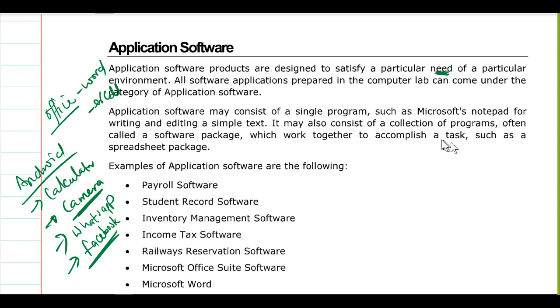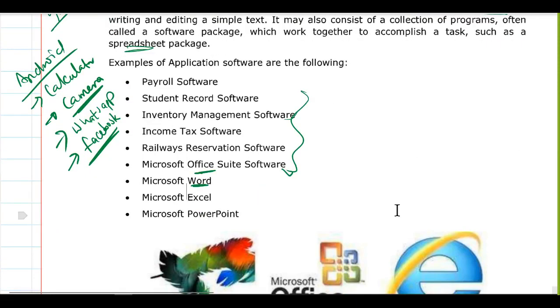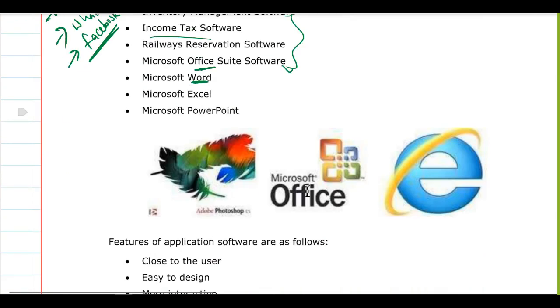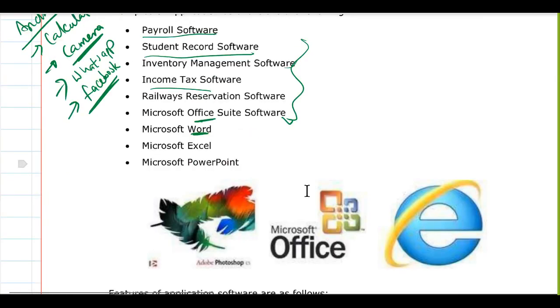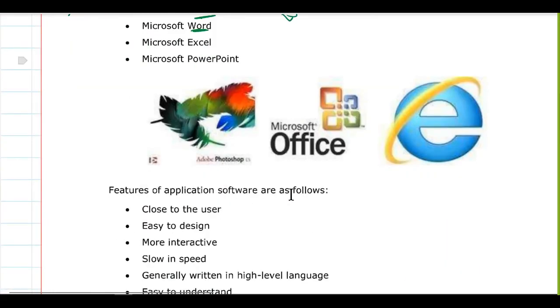So we are also giving some other examples: a notepad for writing and editing simple text. Other examples are spreadsheets. All of these are quite common. I have already mentioned Microsoft Office, Microsoft Word, and when you go to KRA, they will use income tax software. When you go to the university, they will use student record software. When you go to a company, you are going to have payroll software for managing different tasks. So we are simply saying that programs that perform specific tasks for specific people are called application software. That is the general category.